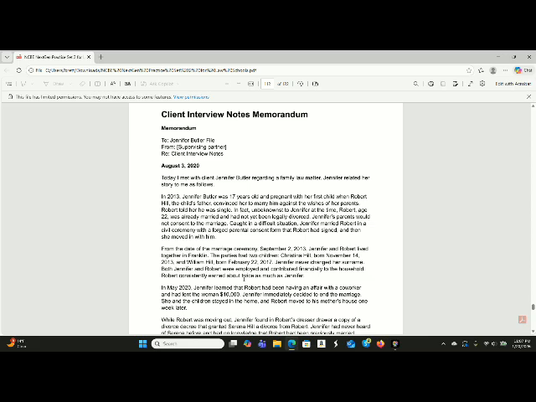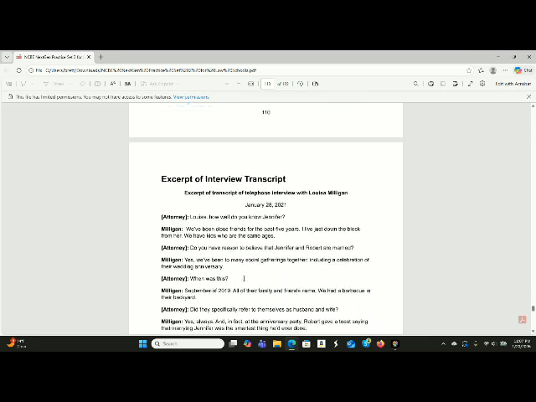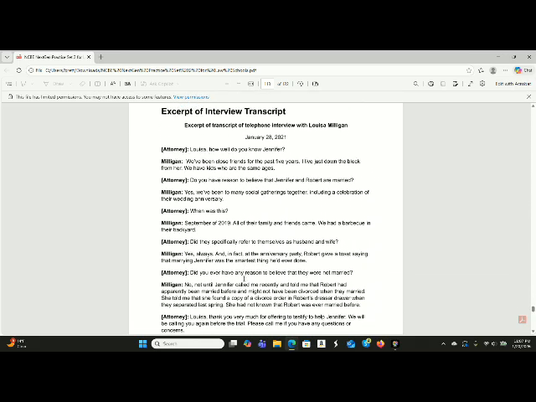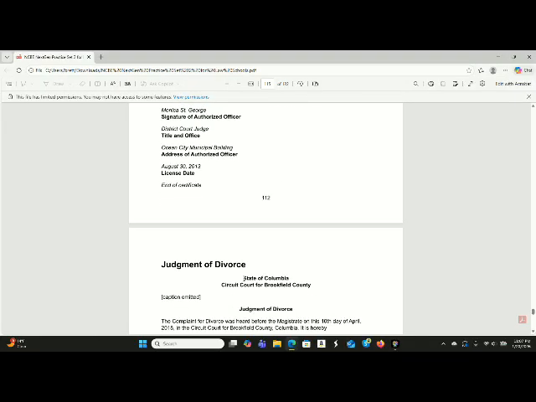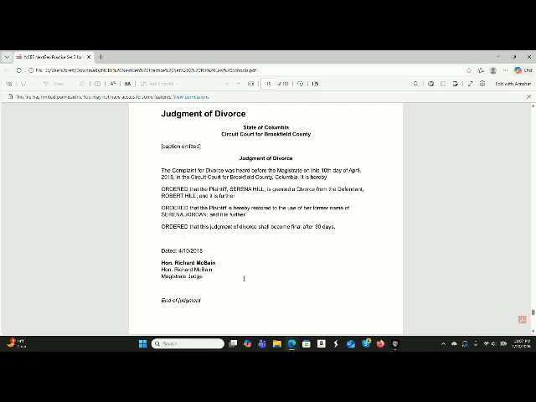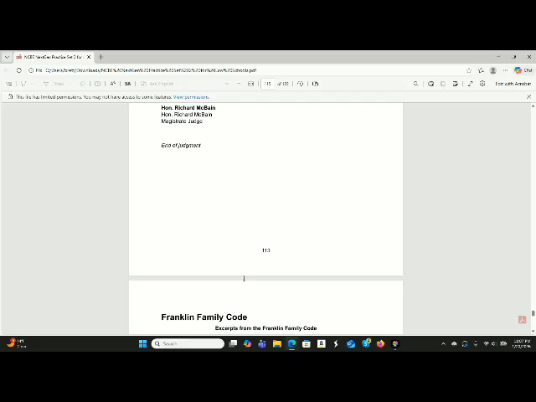You'll see here you have client interview notes. We'll go over this in more detail later. You have a trial transcript or an interview transcript from a neighbor. You have the certificate of marriage. You have a certificate of divorce. All right. So all that stuff's going to be relevant in there. We're going to talk about what's important, what's not important a little bit later.